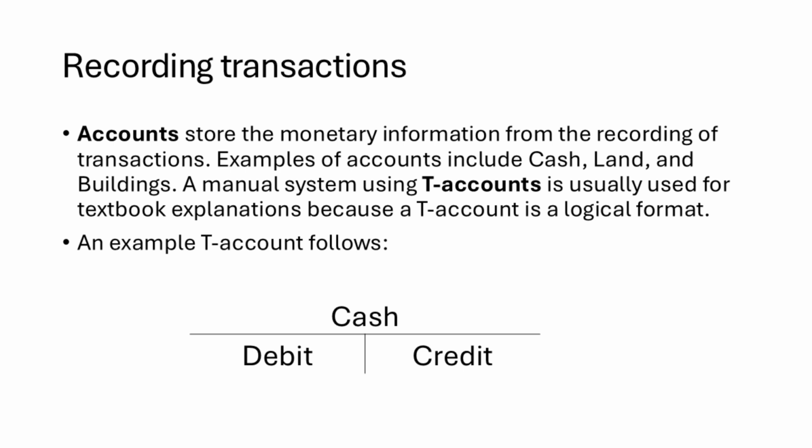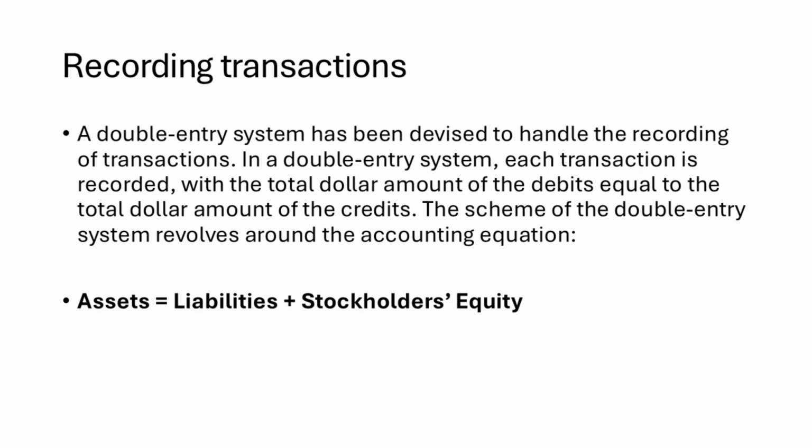An accounting system may be manual or computerized. A manual system using T-accounts is usually used for textbook explanations because a T-account is a logical format. T-accounts have a left debit side and a right credit side. An example T-account follows. A double-entry system has been devised to handle the recording of transactions. In a double-entry system, each transaction is recorded, with the total dollar amount of the debits equal to the total dollar amount of the credits.